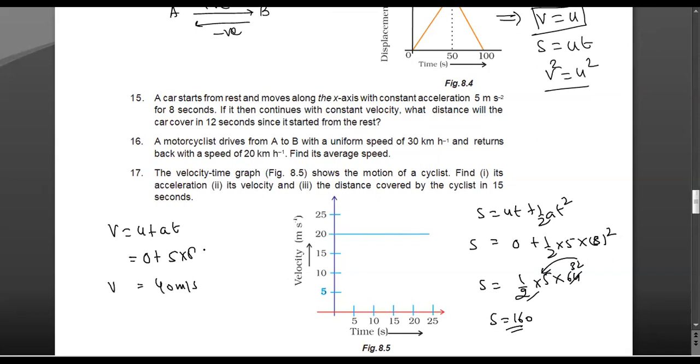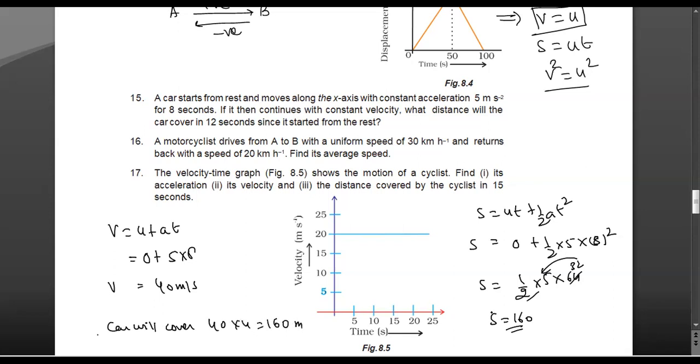Okay, so the car is moving with a speed of 40 meter per second for the next 4 seconds, because up to 8 seconds it has traveled already 160 meter, but now the speed is constant. So in the 9th second it will cover 40 meter, in the 10th second again 40 meter, in the 11th second again 40 meter, and in the 12th second again 40 meter. So in the next 4 seconds the car will cover 40 into 4 is equal to 160 meters.